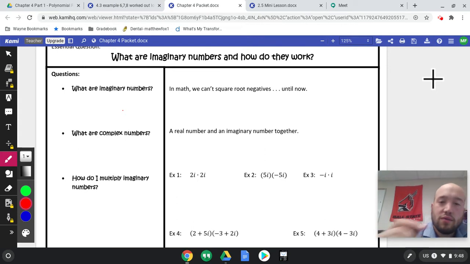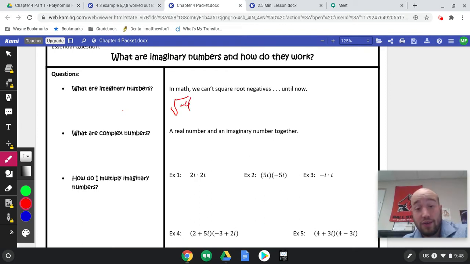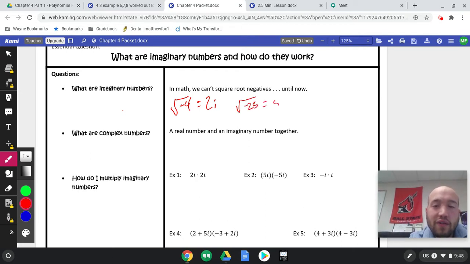So when we have a negative number that we're trying to take the square root of, so far this year we've alluded to it, but we've said we can't do it. But in reality we can find it. It's not a real number, it's an imaginary number. So the square root of negative 4 gives us 2i. Likewise, the square root of negative 25 is going to be 5i.